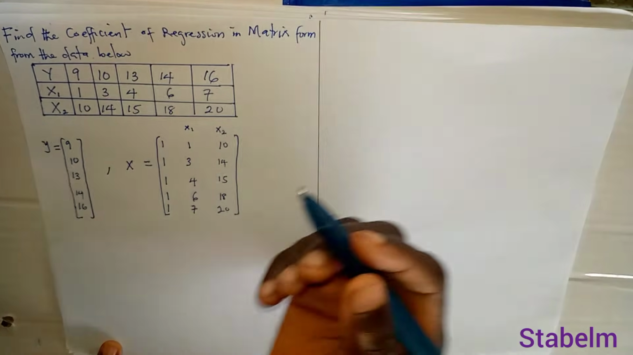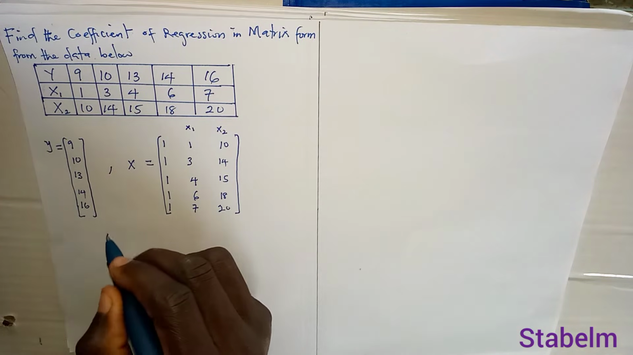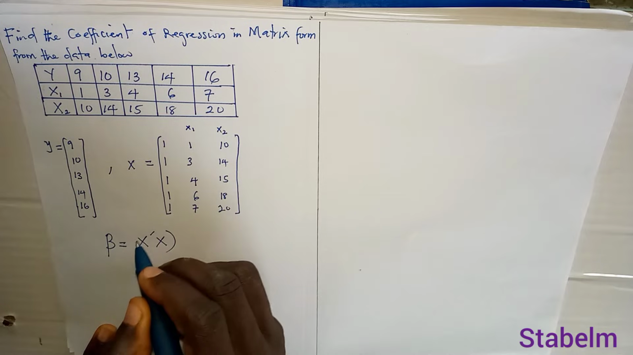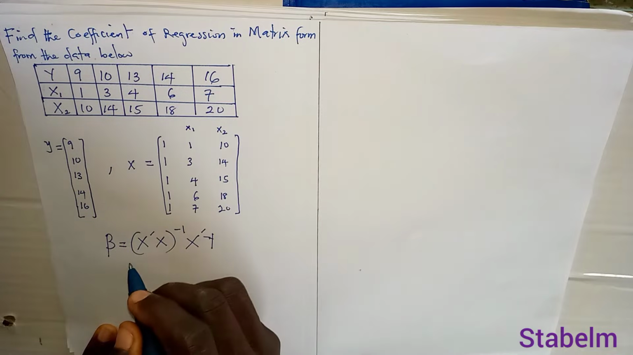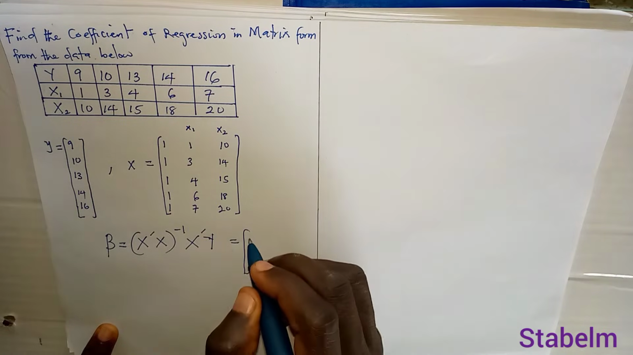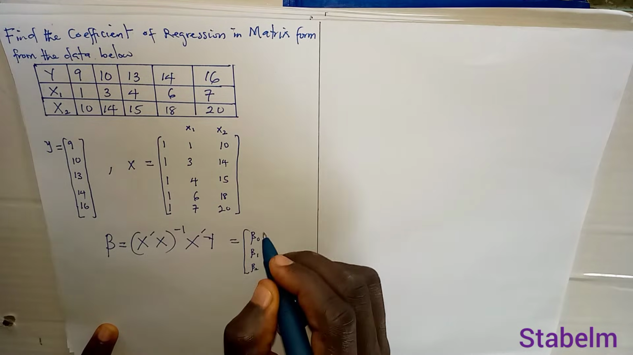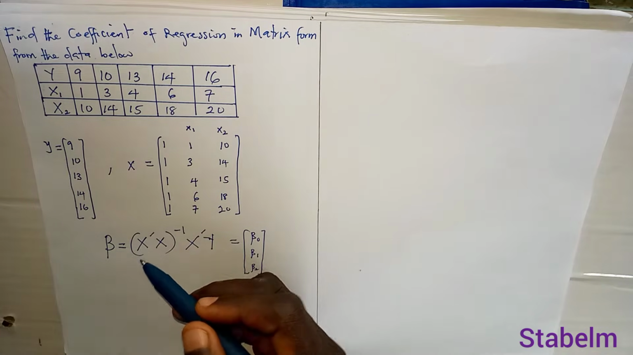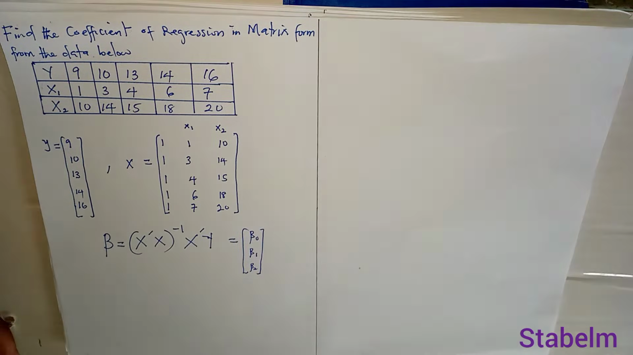Now how do we get the coefficients of the regression? We said beta equals (X prime X) inverse multiplied by X prime y. By the time we multiply all this together, that is going to give us the coefficients of the regression, which are beta naught, beta 1 and beta 2. And what do we have in X prime? X prime is the transpose of X, and if you look, this is our X. So by the time we transpose this X, that is what we are talking about.